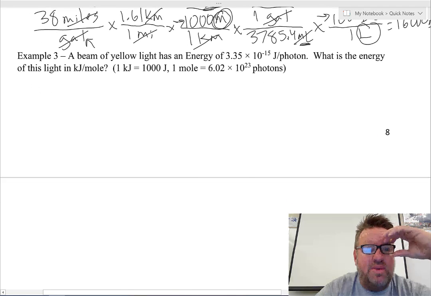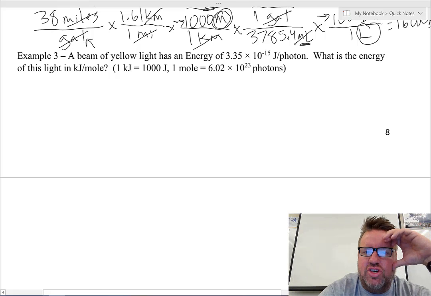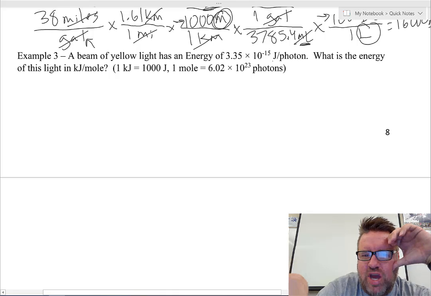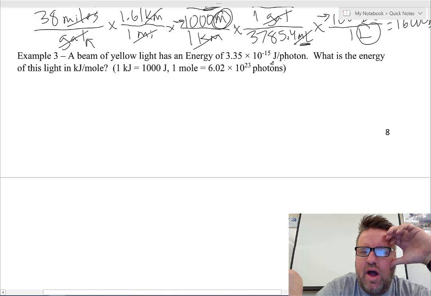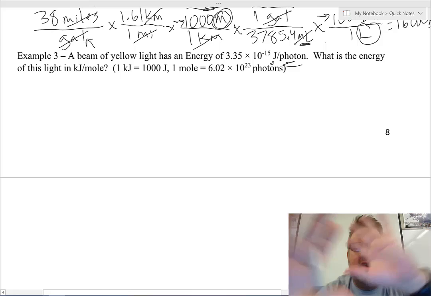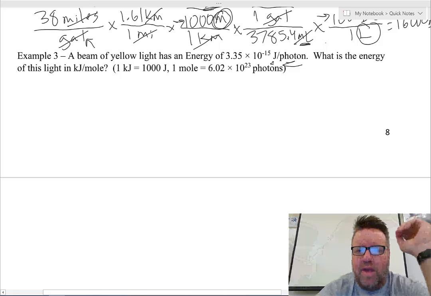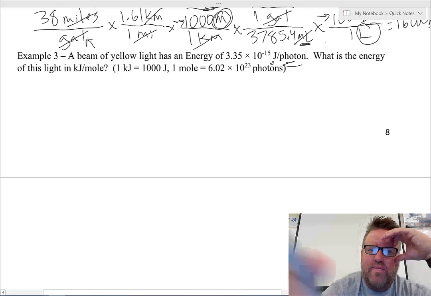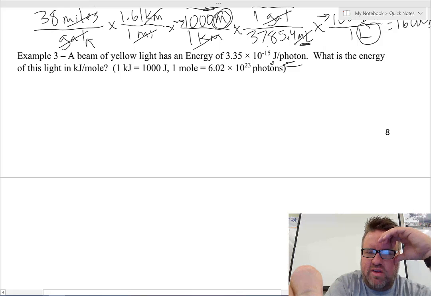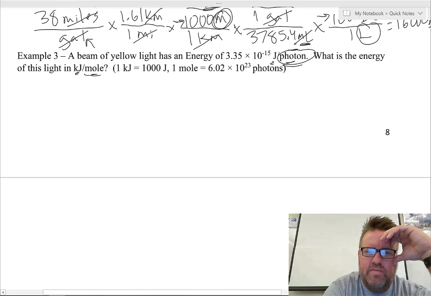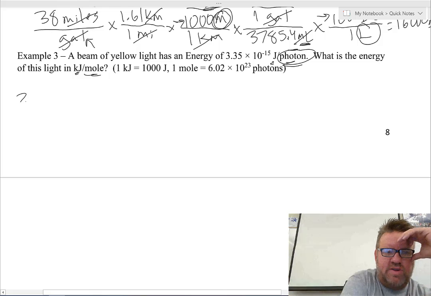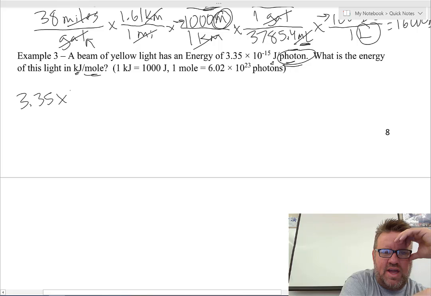Okay, example number 3. A beam of yellow light has an energy of 3.35 times 10 to the minus 15th capital J. That actually stands for joules over photon. Again, it doesn't matter if you understand what the heck a joule is, what the heck a photon is. Don't worry about that part yet. We'll get there. All we need to know is they want us to convert joules to kilojoules and photons to something called mole. So let's just do like we've always done, even though we don't understand this at all.